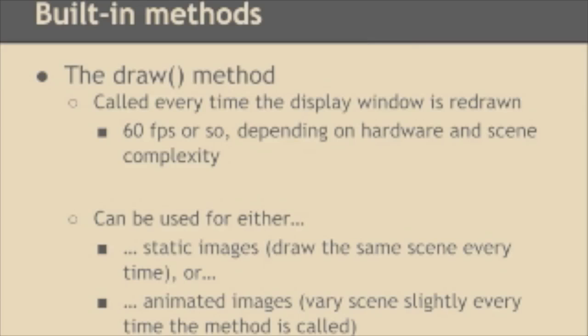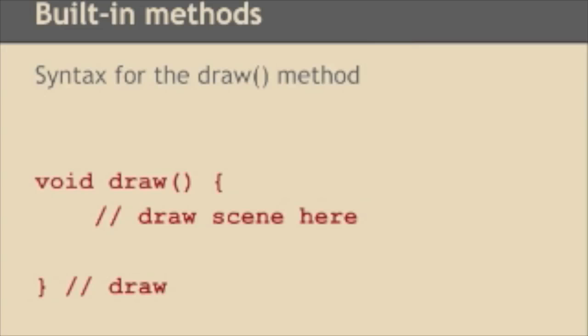Okay? Syntax for the draw method looks very similar to what we had with setup. We have our signature, which tells us that the name of the method is draw, that it doesn't take any parameters, and that it does not have any return values. Opening and closing curly brackets, labeled with a comment, and whatever we want to be in the draw method, that is what we want to draw the actual scene, goes inside the method body.